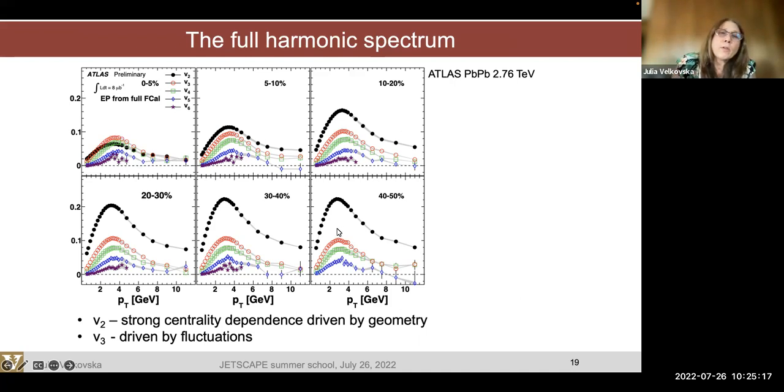The elliptic flow is very much affected by the geometry, but the triangular flow, which is driven by these fluctuations, shown in the red points, is pretty much independent of the centrality. And then there are other harmonics.